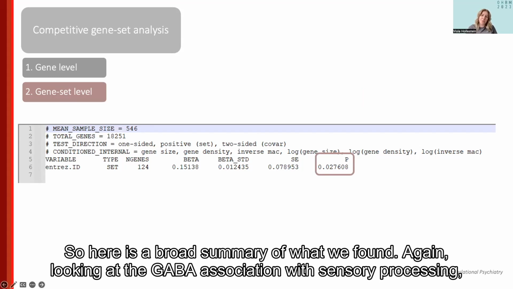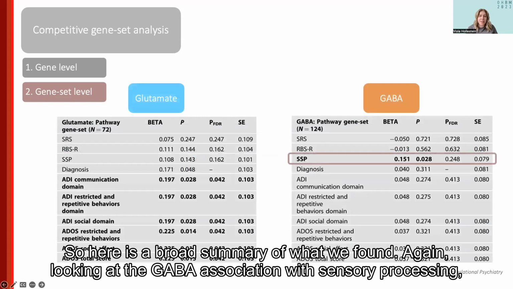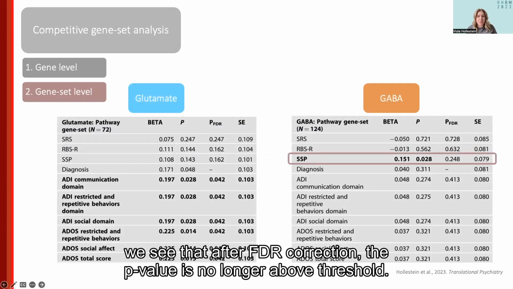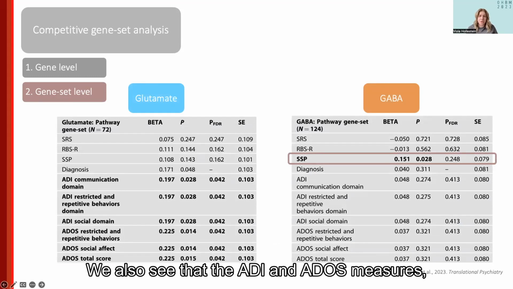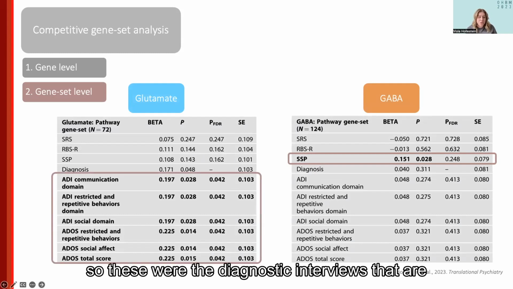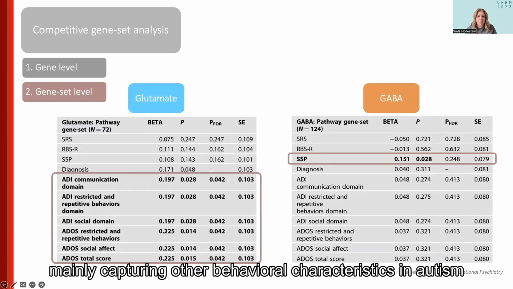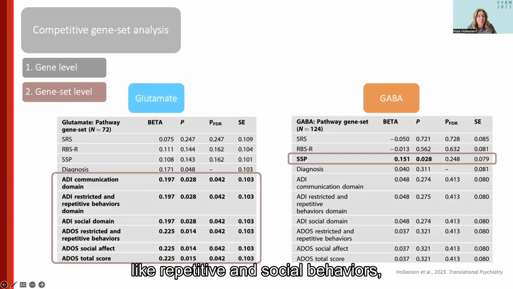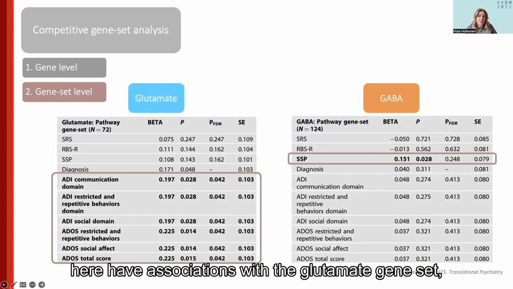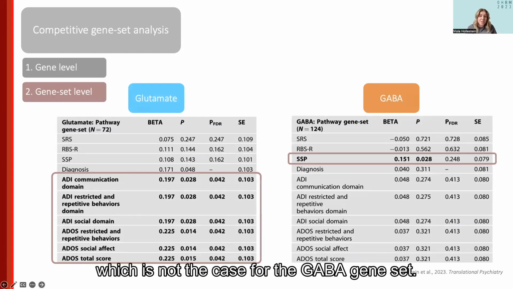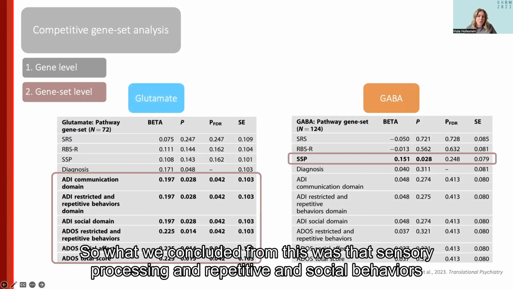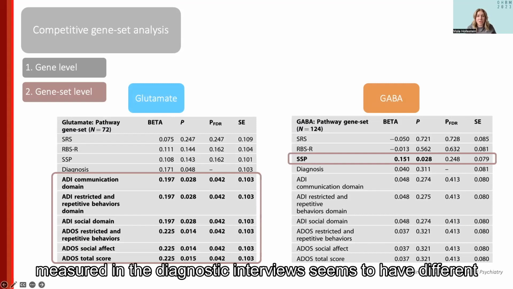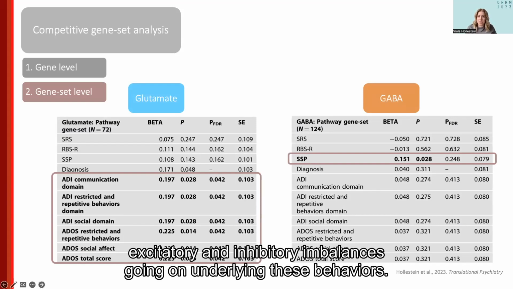So here's a broad summary of what we found. Again, looking at the GABA association with sensory processing, we see that after FDR correction, the p-value is no longer above threshold. We also see that the ADI and ADOS measures, so these were the diagnostic interviews that are mainly capturing other behavioral characteristics in autism, like repetitive and social behaviors, here have associations with the glutamate gene set, which is not the case for the GABA gene set. So what we concluded from this was that sensory processing and repetitive and social behaviors measured in the diagnostic interviews seem to have different excitatory and inhibitory imbalances going on underlying these behaviors.